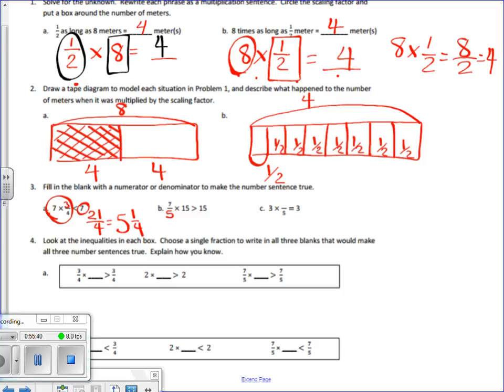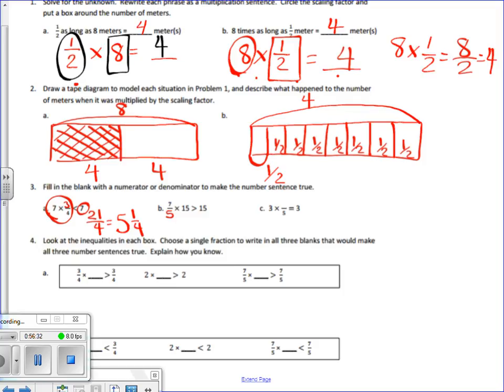It has to be less than 7, so that it will be improper. So it can be 1, 2, 3, 4, 5, 6. It just can't be 7 or anything higher. If it's 7, this turns into 1, and then this symbol turns into an equal sign. And if I go 8 or higher, this becomes a less than sign. Because then it's less than 1.